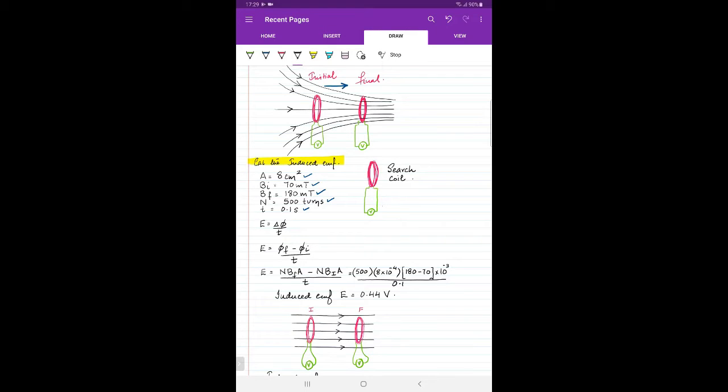If I ask you the same question in the second diagram, that the search coil is moved from its initial position I to its final position F.